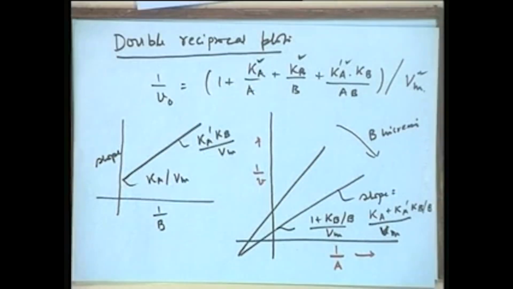Unfortunately, this analysis will not yield any information about whether it is an ordered or a random ternary complex formation mechanism, because in both cases the rate pattern will be identical. Of course, the magnitudes of Ka, Kb and Ka dash might vary, but they will have a positive value.